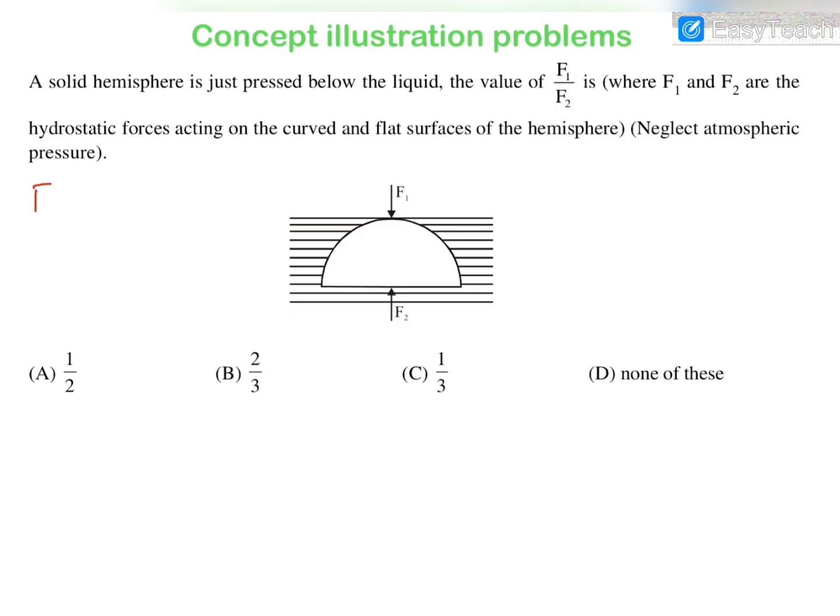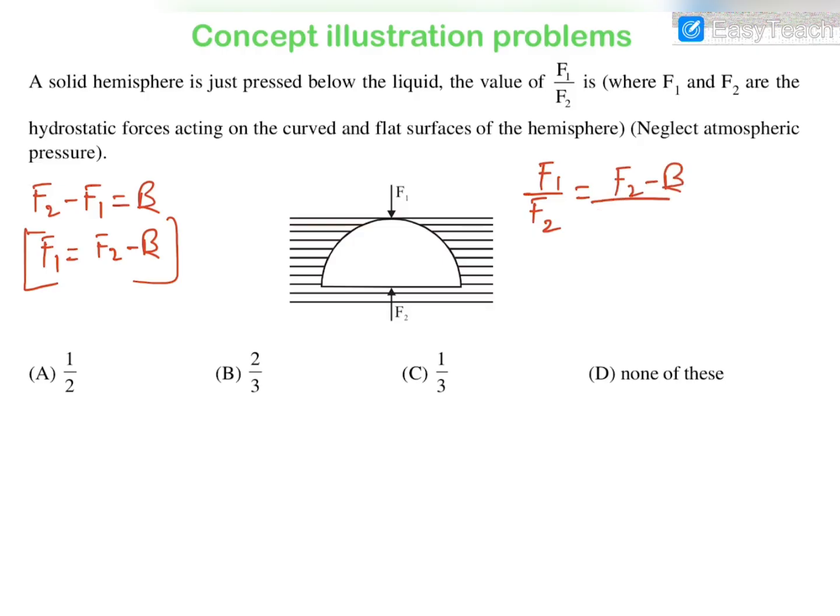We know that F2 minus F1 is equal to buoyancy, and hence F1 will be equal to F2 minus buoyancy. This way we will be calculating the value of F1, and F1 upon F2 will be equal to F2 minus buoyancy upon F2, which is 1 minus buoyancy upon F2. Now the value of buoyancy will be the volume of solid immersed, which is 2 by 3 pi r cube, into the density of liquid into g.